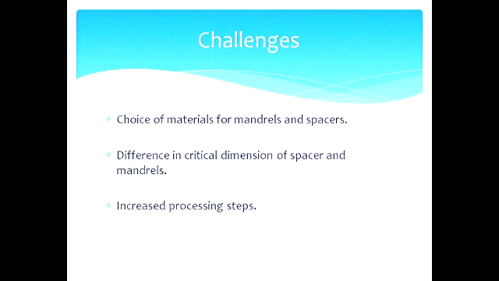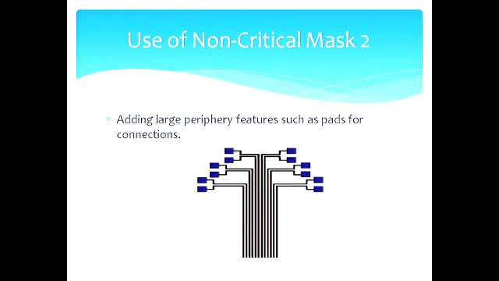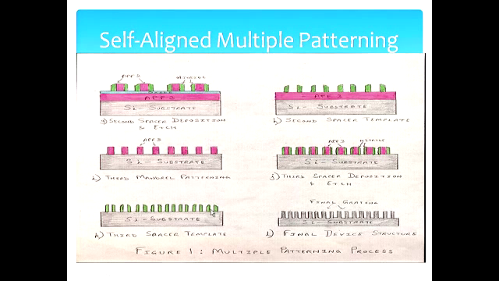Then there is the difference in critical dimension of spacer and mandrels. What this means is that spacers tend to have smaller critical dimension than the mandrel. Like, these are more robust than the spacers are. The line width edge roughness, which is a figure of merit that is used, is higher in mandrels than it is in spacers. So that needs to be compensated for. Again, that comes back to the choice of material that is used, but then it also depends on the method of etching and the etchant that is used.